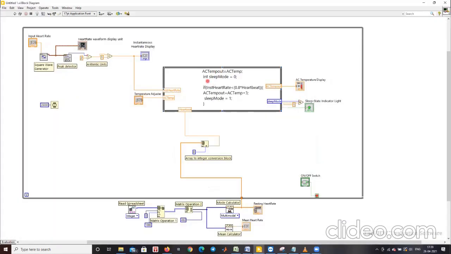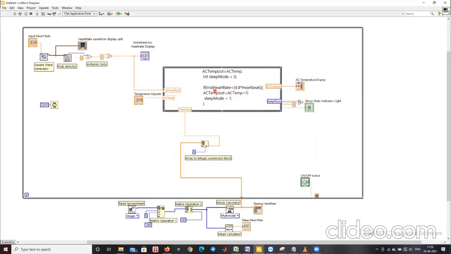Let's see the code. AC temp out is equal to AC temp. So first we initialize that AC temp out, that is this output temperature, is the same as the AC temp in, that is the input temperature. So the first line, the output temperature is same as the input temperature. Then we initialize sleep mode equal to 0. So if the system is not in sleep mode, then this flag will be 0 and this light won't turn on.